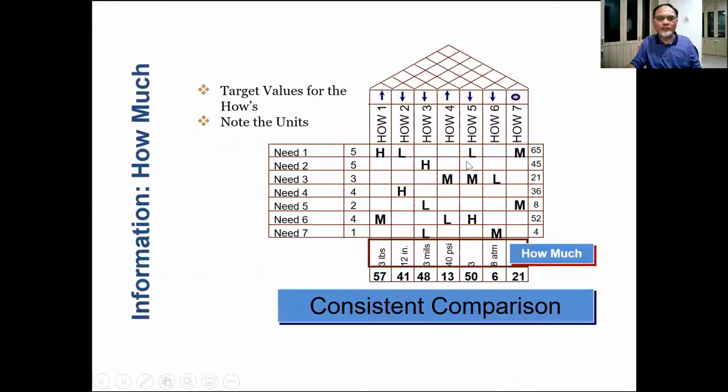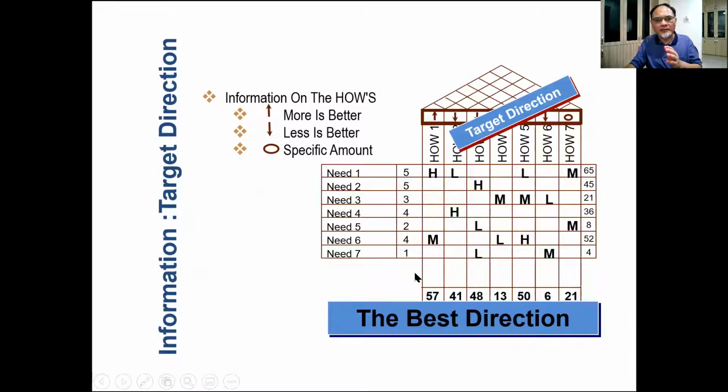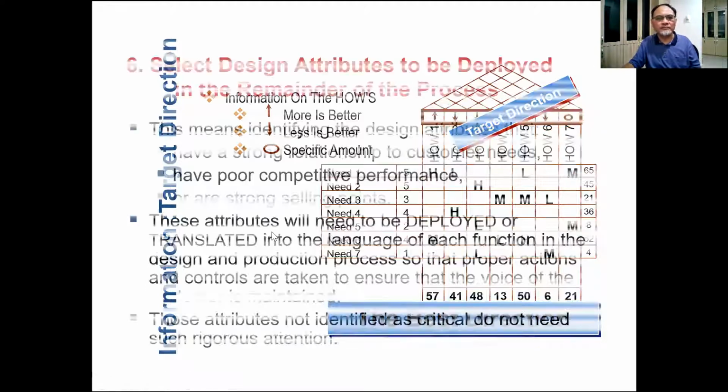Now, this is the final, okay, this is the technical targets, and then the directions, high, low, which is more is better. So that's why you put the arrow here. If you notice here, there is an arrow going up, going down, or it's actually no need to change, for example.